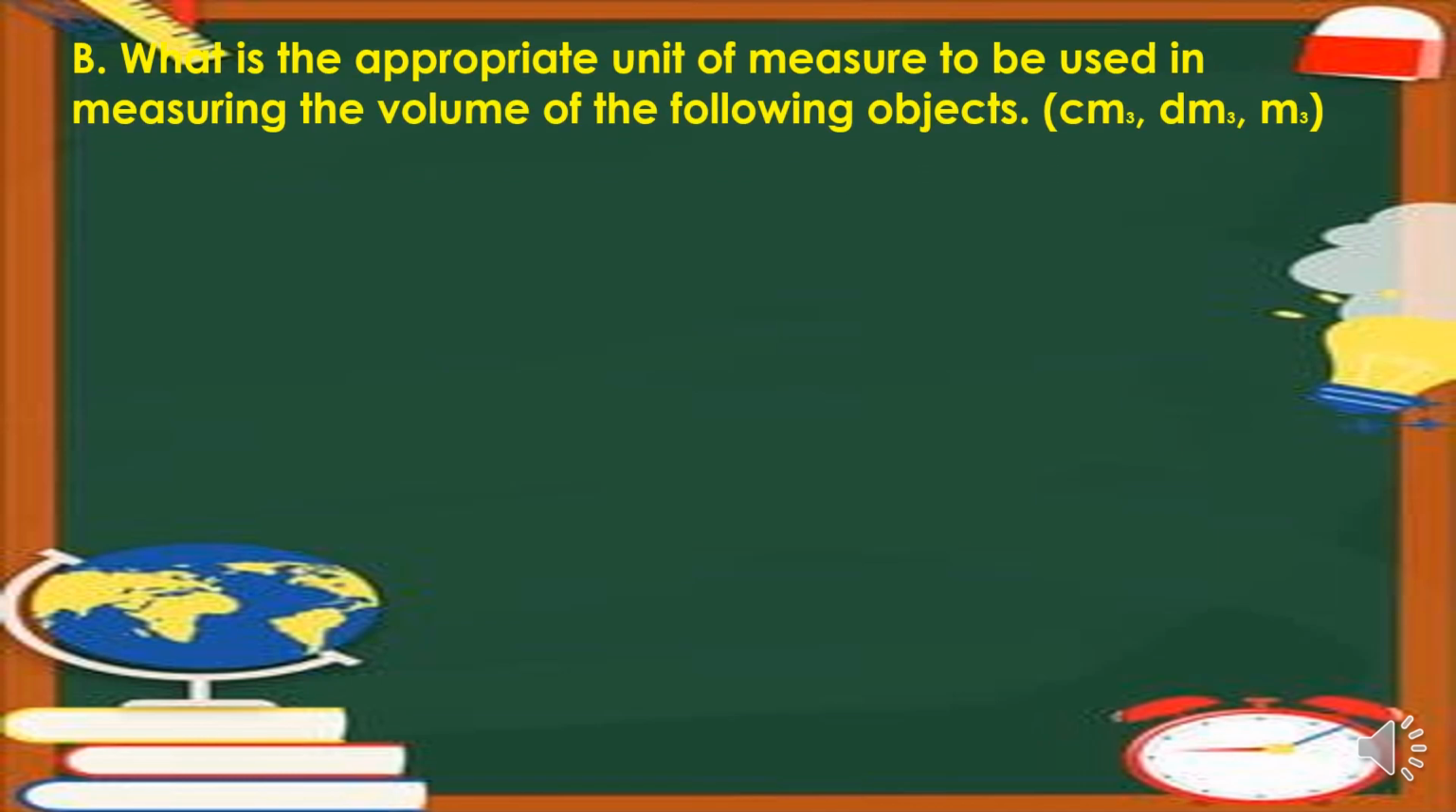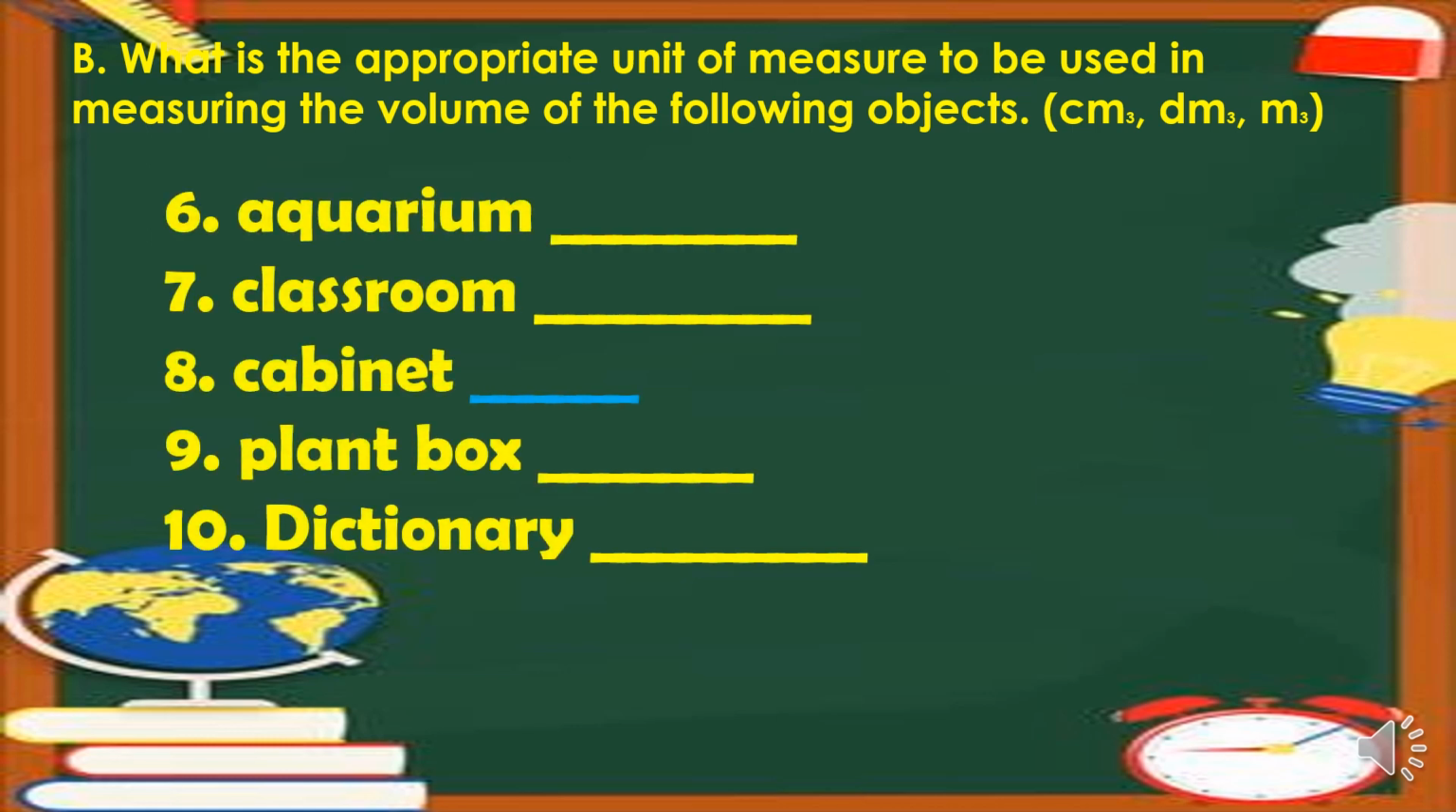Okay, for letter B, what is the appropriate unit of measure to be used in measuring the volume of the following objects? Okay, so ang gagamitin natin ay cubic centimeter, cubic decimeter, and cubic meter. So number 6, aquarium. Number 7, classroom. Number 8, cabinet. Number 9, plant box. And number 10, dictionary.